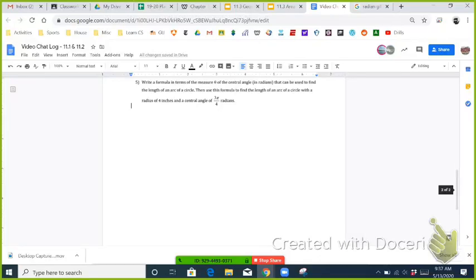Alright, so we need to write a formula in terms of theta, the central angle in radians, that could be used to find the length of an arc of a circle. So when we learned about arc length earlier, we used this formula.